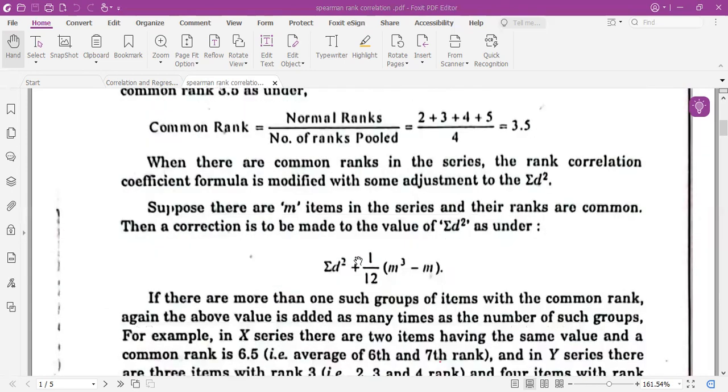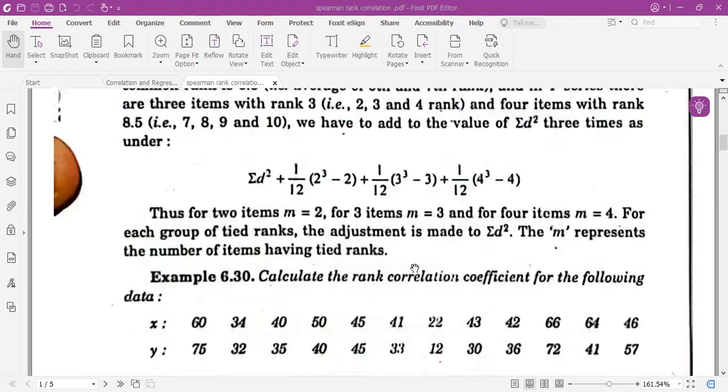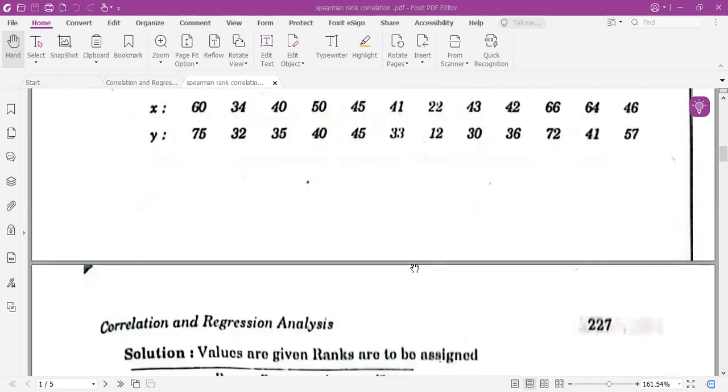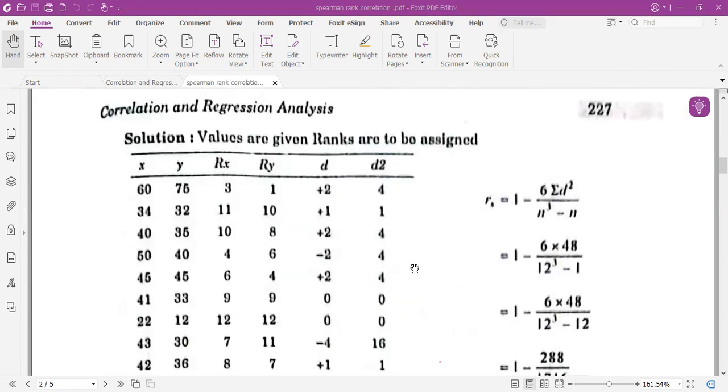Now for that you have to use this particular term in the regular formula. What is that? Sigma d square plus 1 by 12 into m cube minus m. So m basically tells the number of items in the series whose ranks are common. So when you have a common rank, then you have to use this m factor. Now let us take this as an example. I will explain this with an example.